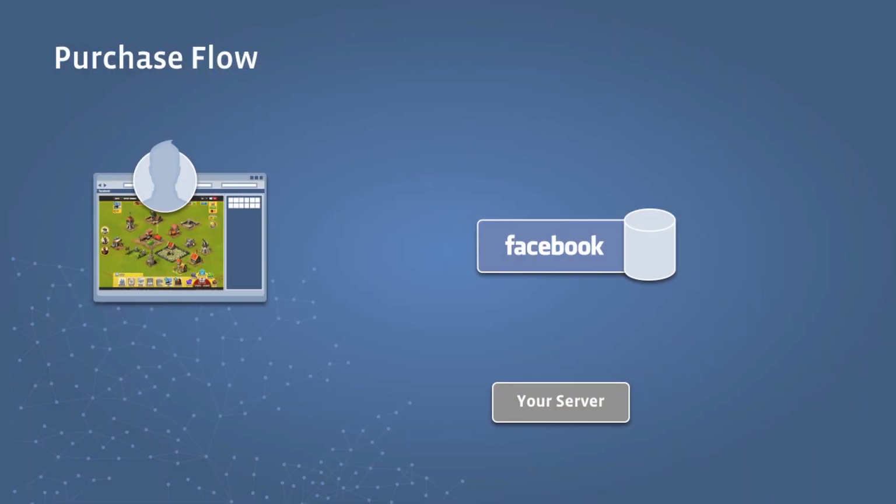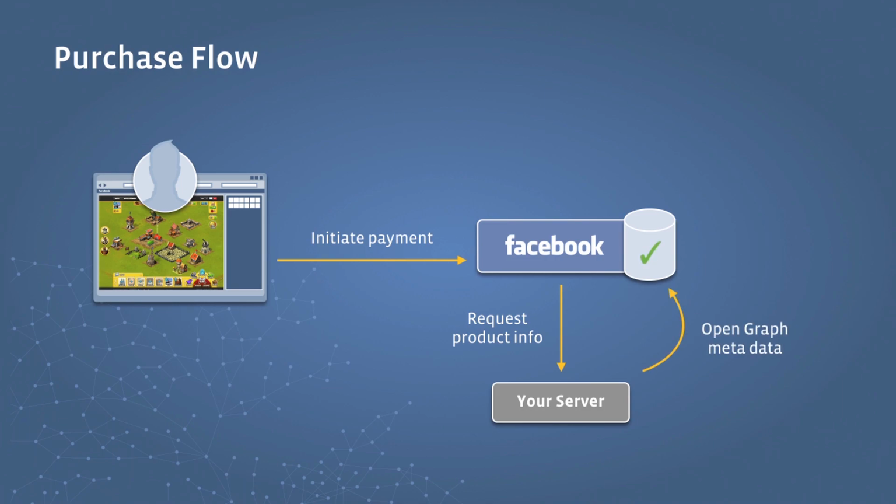Now let's look at how the purchase flow works. When the user clicks a buy button in the game, the browser will contact Facebook to initiate the payment, specifying the product to be purchased. Facebook will first check its cache to see if it knows about this product already. If it's not found, then Facebook will make a request to your server for the product information. Products are represented as open graph objects. Once your server responds with the metadata, it will be stored in Facebook's cache, and the pay dialog can then be rendered.